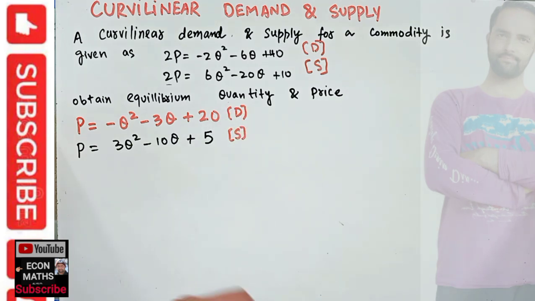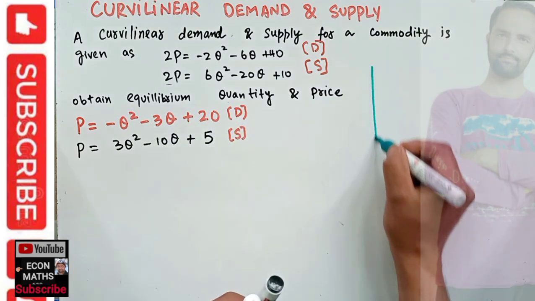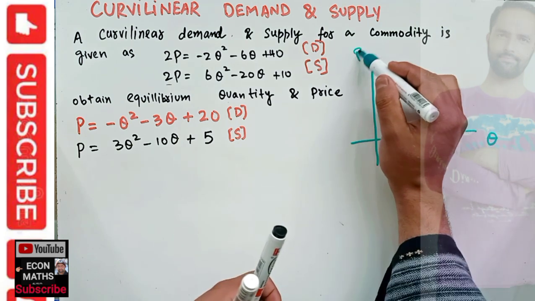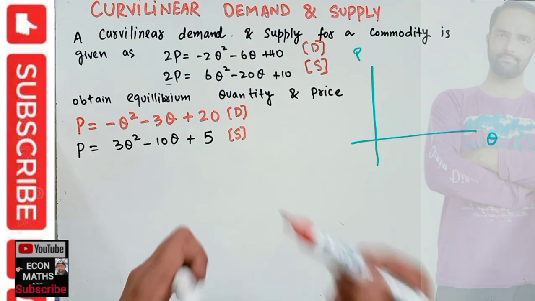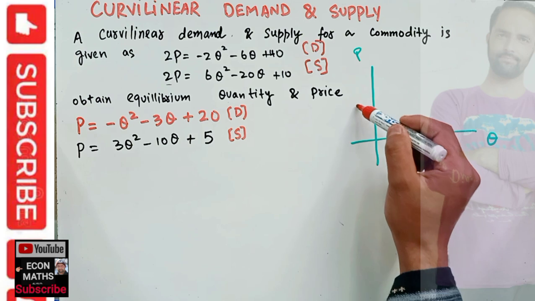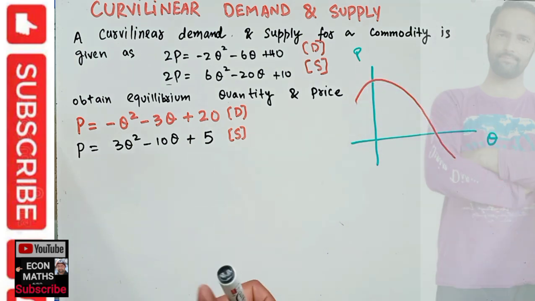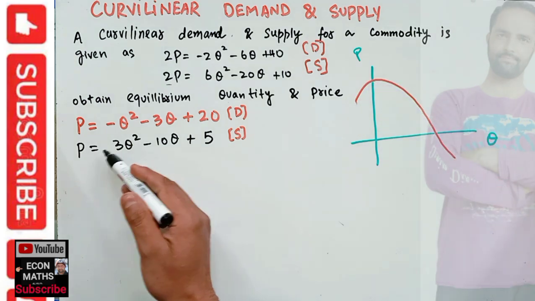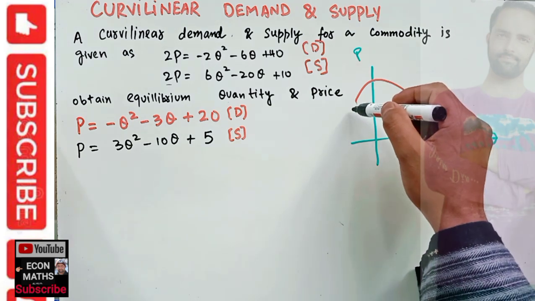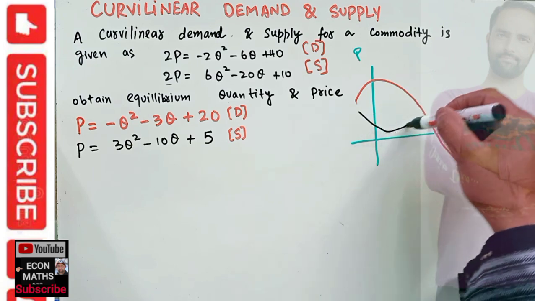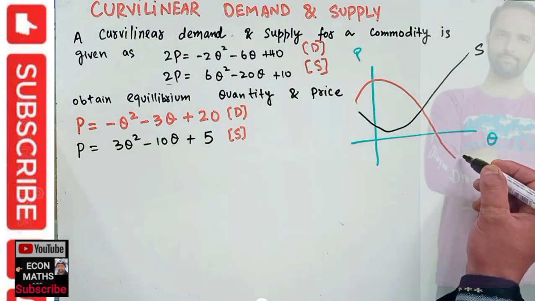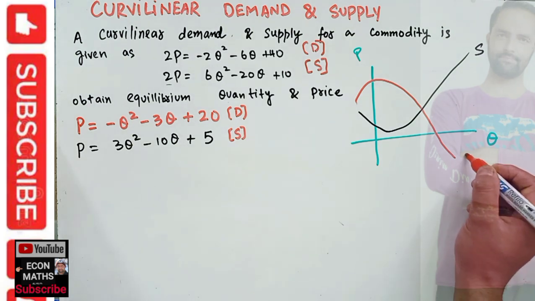Let's draw the graph also to make sense of it. We have quantity on this side, price on this side. We have this demand function, and it is not linear, it is curvilinear. Let us say it is like this. Also we have this kind of supply function, which is not linear either. It looks like this. So this is our supply function, this is the demand function.